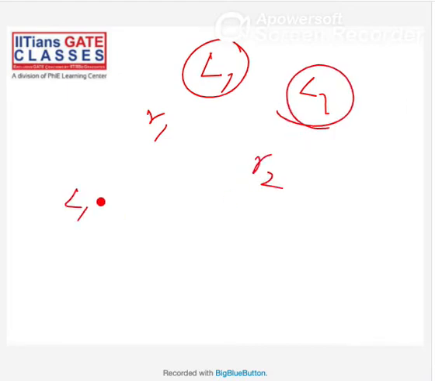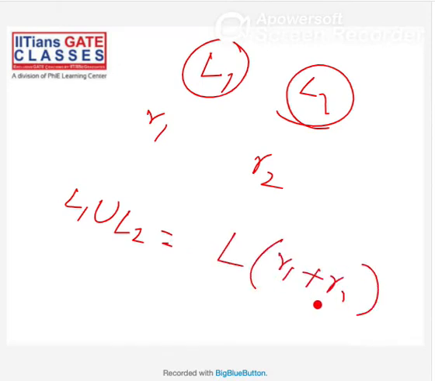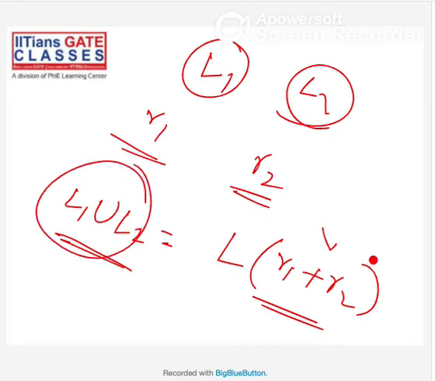So what is L1 union L2? L1 union L2 is nothing but the language of R1 plus R2. And R1 plus R2 is a regular expression. Since R1 is a regular expression and R2 is a regular expression, we have seen that R1 plus R2 is also a regular expression. Because R1 plus R2 is a regular expression, the language of this regular expression will be a regular language. So you can see that the union of two regular languages is regular.